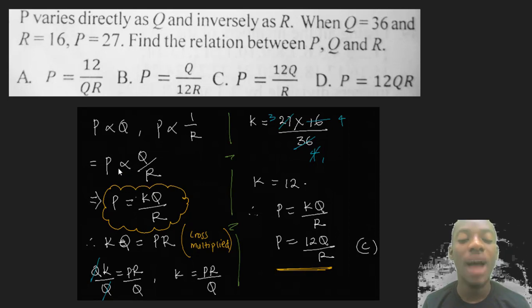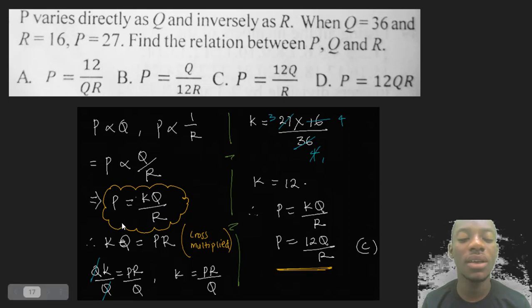Can you see the symbol? And this symbol of variation must change to equals to k. It will become p equals to k q over r. Can you see that? Then that's just it. Now we have to find what? Make k the subject, so you cross multiply, kq equals pr, and dividing both sides by q, q cancels, q comes under here. K is equal to pr over q, and that is what you will get there.